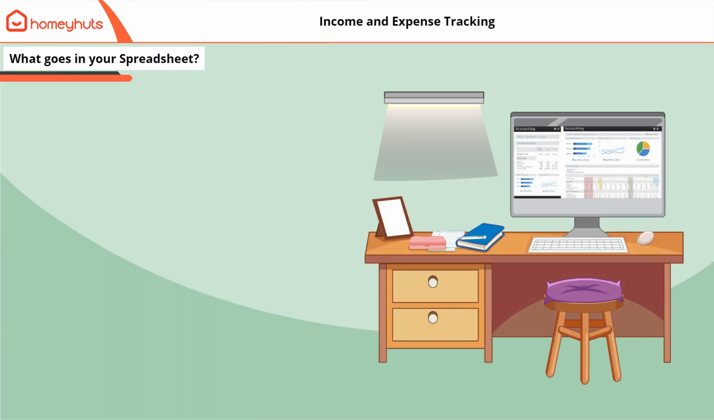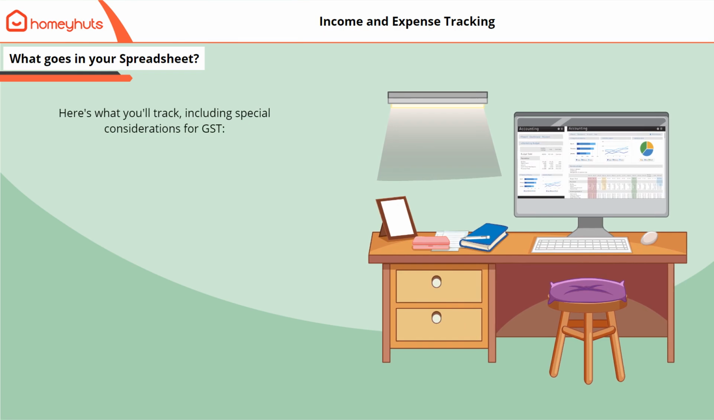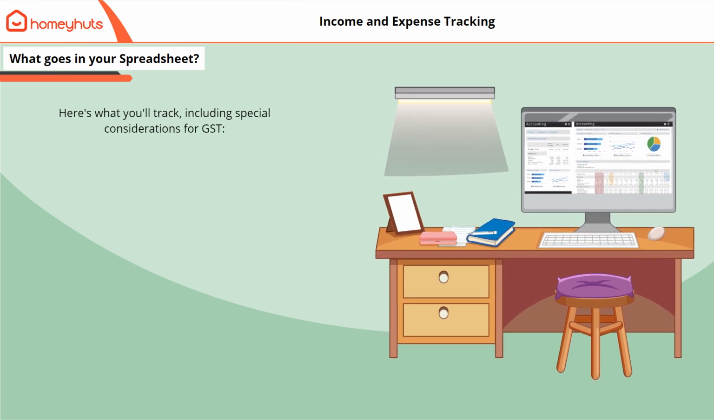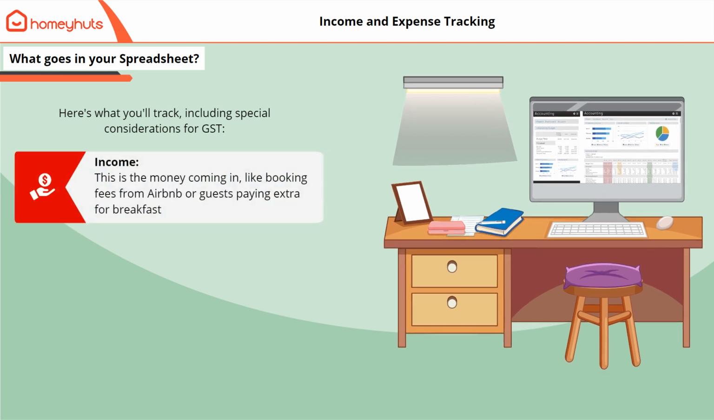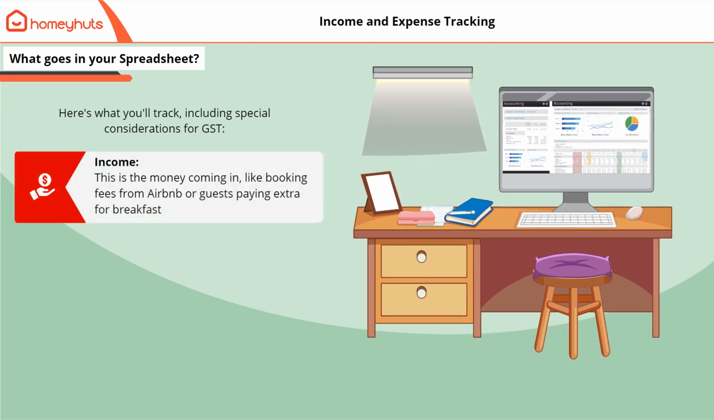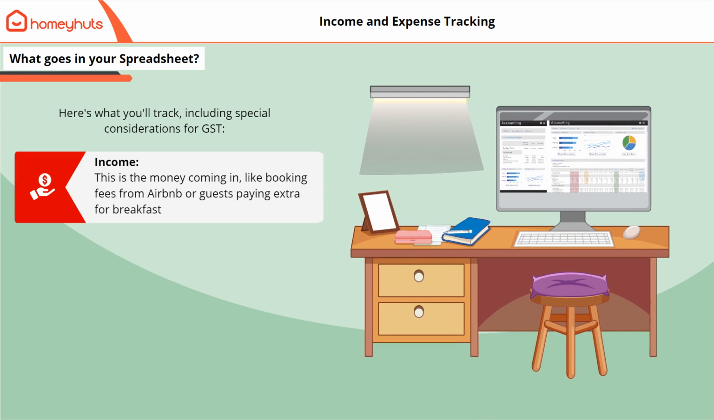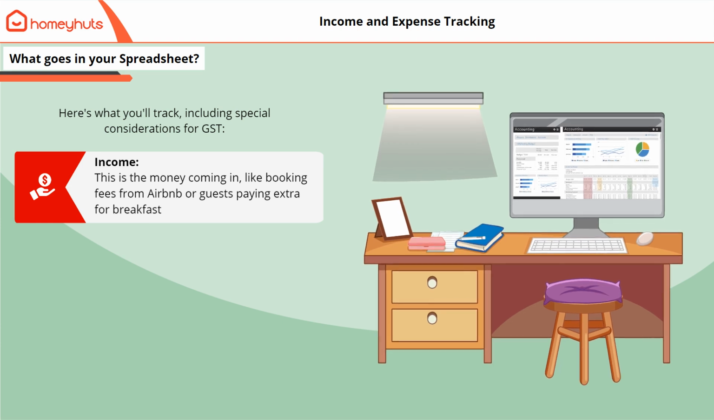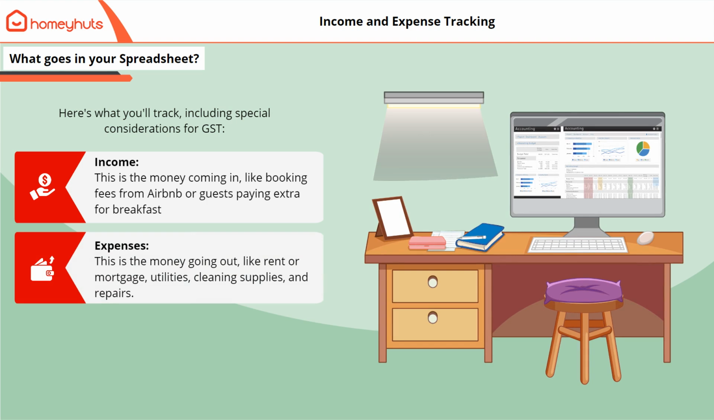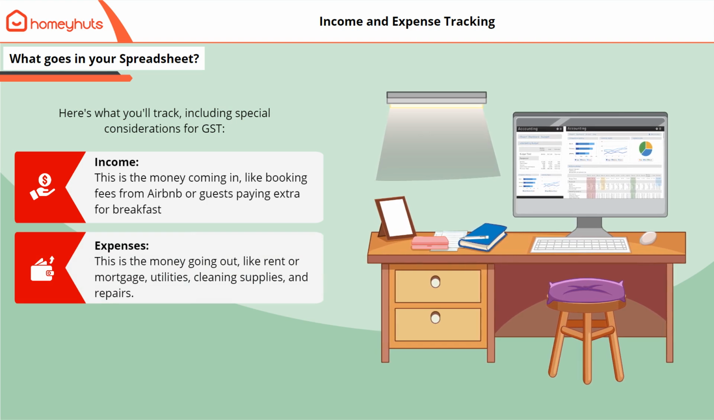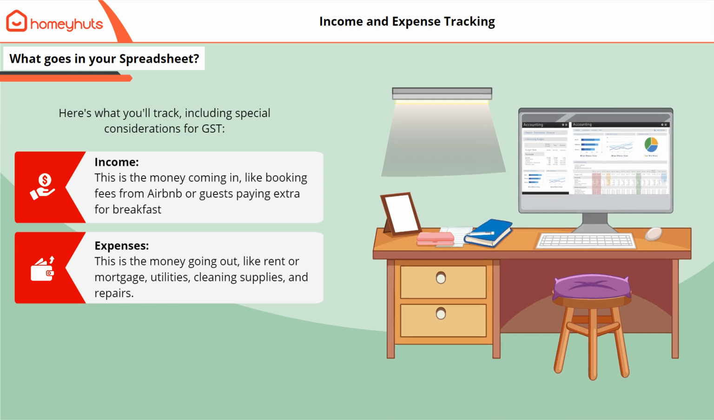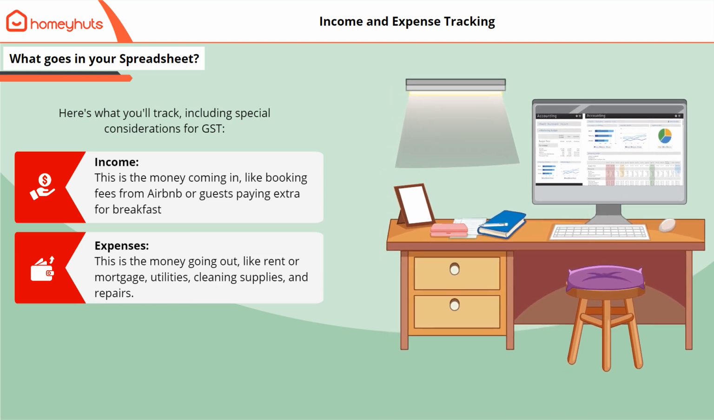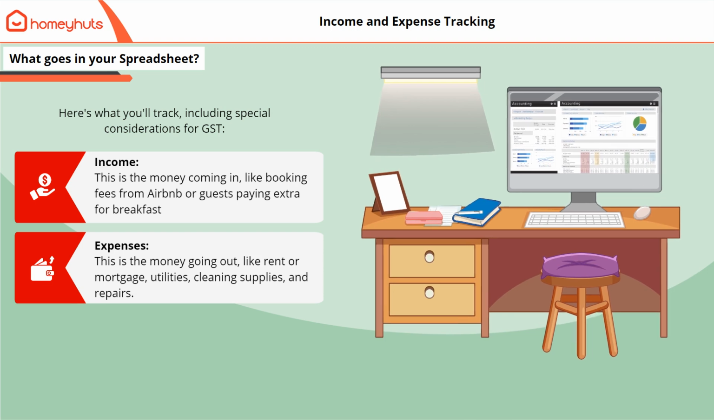What goes in your spreadsheet? Here's what you'll track, including special considerations for GST. Income. This is the money coming in, like booking fees from Airbnb, which might include GST, or guests paying extra for breakfast, potentially subject to GST. Expenses. This is the money going out, like the rent or mortgage, utilities, electricity, water, cleaning supplies, and repairs.